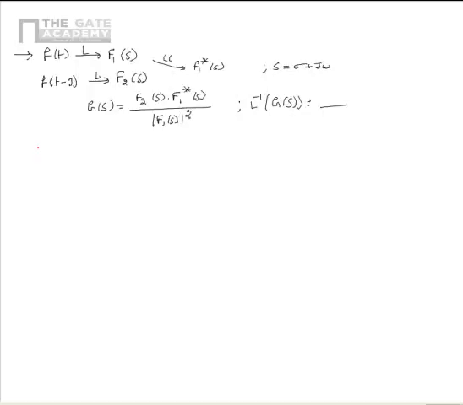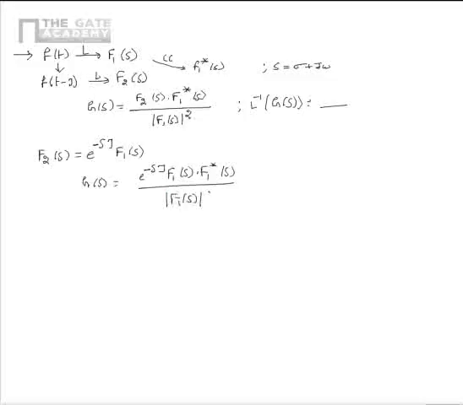So please note that f of t minus tau is the delayed version of f of t, and the corresponding Laplace transform f2 of s can be written as e power minus s tau f1 of s. So upon substitution, we get that g of s is equal to e power minus s tau f1 of s multiplied by f1 star of s divided by mod of f1 of s whole square.